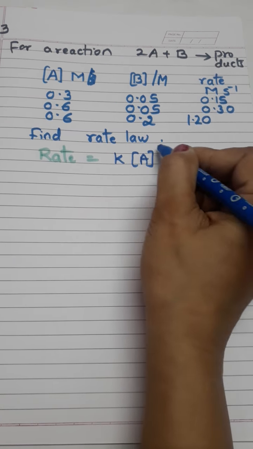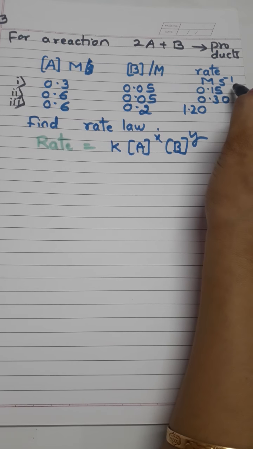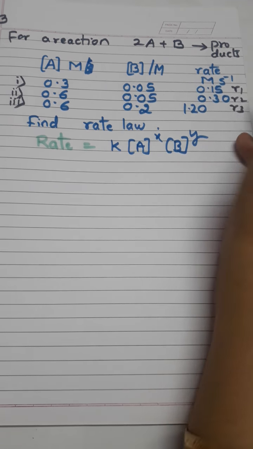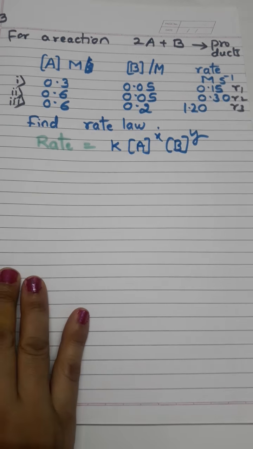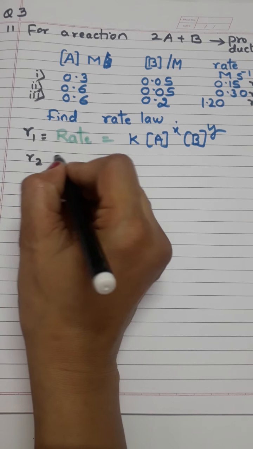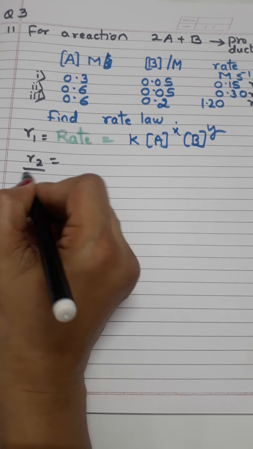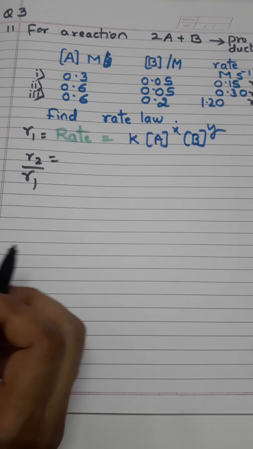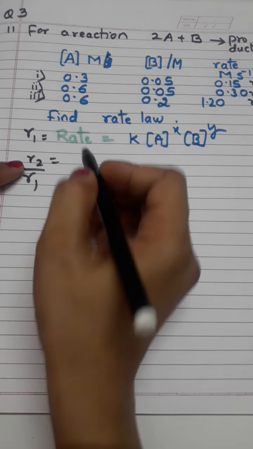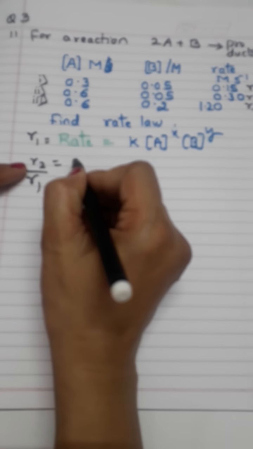Let us say this is the first, this is the second and this is the third experimental condition. So what we do first is, let us say this is R1, R2 and R3. R1 is this, fine. R2 would be also the same. So what we are directly doing is dividing R2 by R1. Now R2 is K.